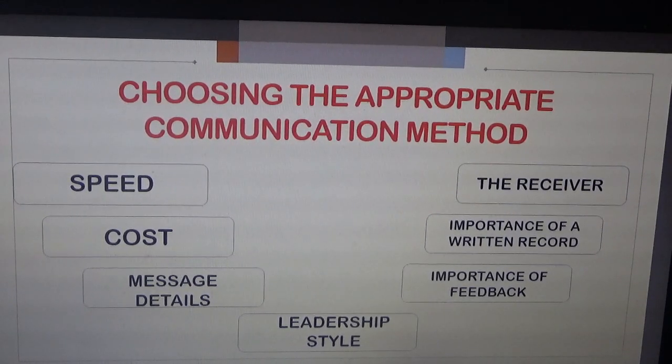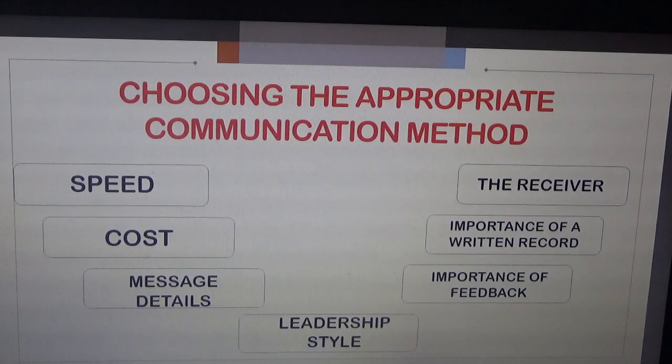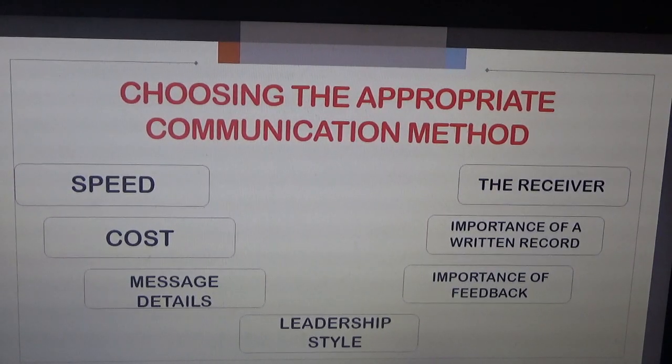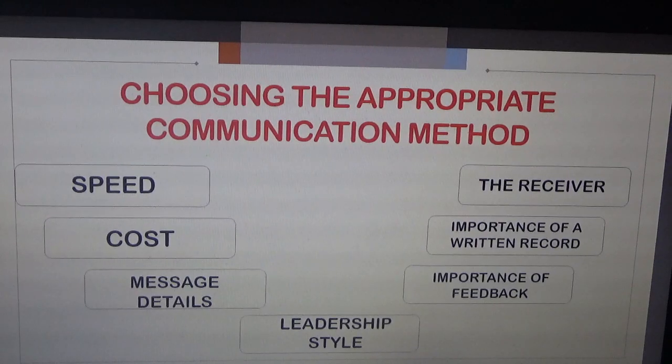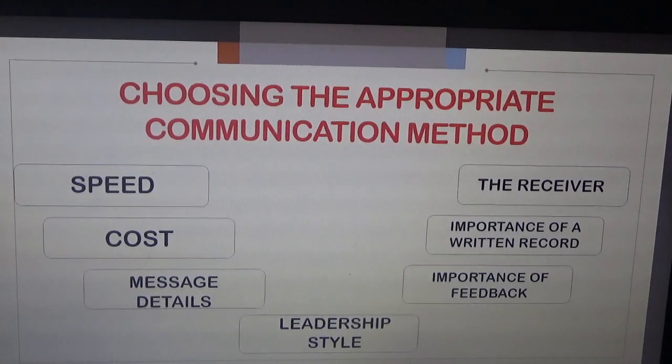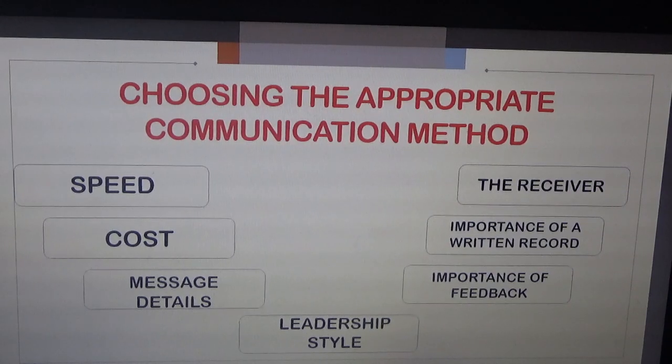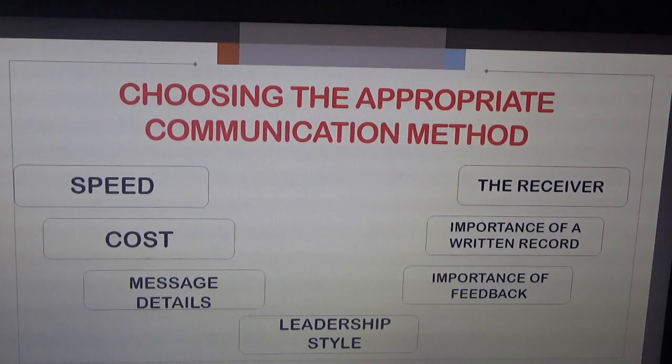For speed, it is important that the receiver gets the information really quick. For example, a manager from a foreign division of a company must be told about a canceled meeting before he catches his flight. About cost, it is important to keep costs down, or it is also important for communication to be effective regardless of cost. For example, customers need to be informed about a serious safety problem with the product.